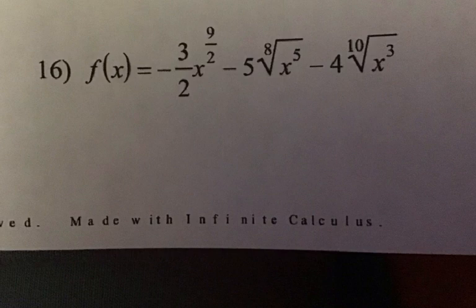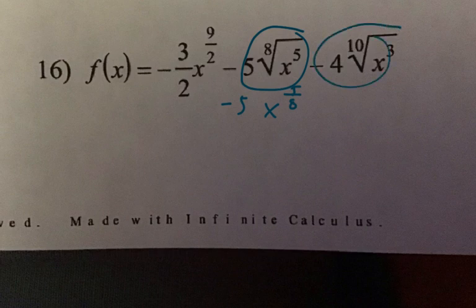So on this one right here, let's rewrite these radicals. So I have a minus 5x to the 5/8 here. This is minus 4x to the 3/10. Make sure that's a 3 there. Okay, so now we're finally ready to go. The negative 3/2 stays. The 9/2 comes down. And it's going to be x to the 7/2 because I'm going to minus 2 over 2.